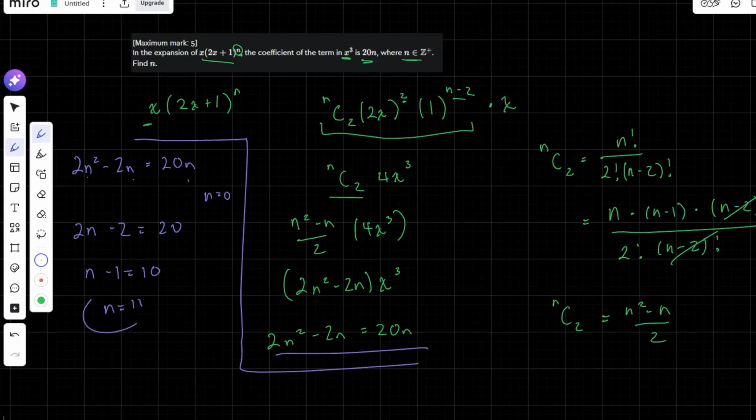n is 11. And that's our answer. And that's a positive integer. Also, that's another reason n can't be 0, aside from it just being silly, not a positive integer. So there you go. n equals 11.